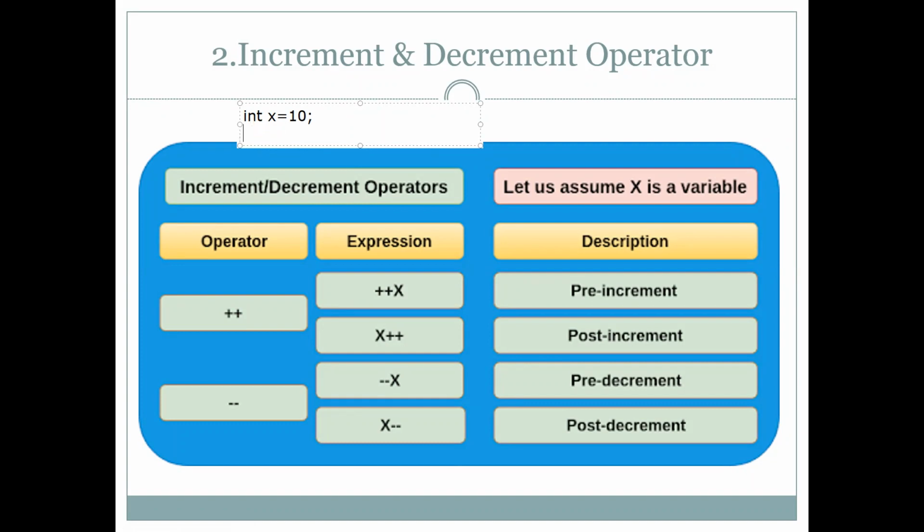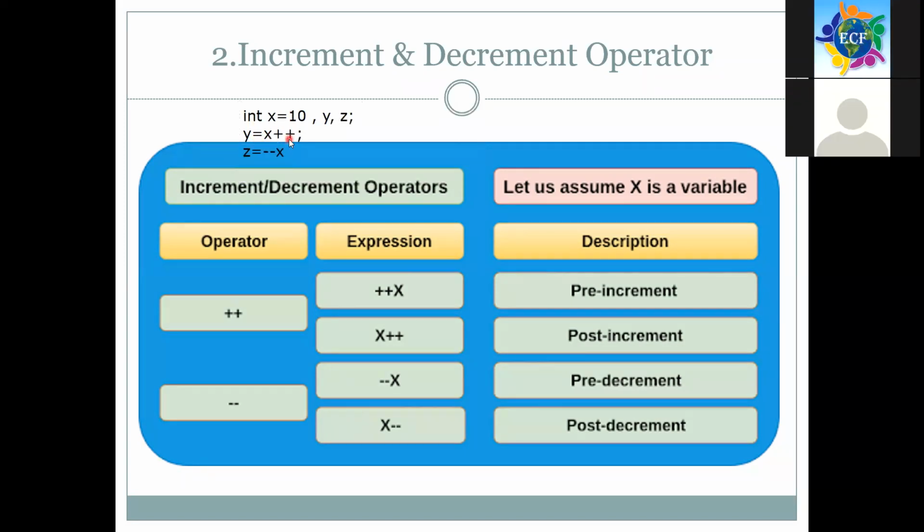Now about pre and post. Let me declare one variable here: y is equal to x plus plus. This is one statement. Then z is our next variable, and z is equal to minus minus x. We will consider z is equal to minus minus x later. First, just concentrate on y is equal to x plus plus. This is a post-increment.